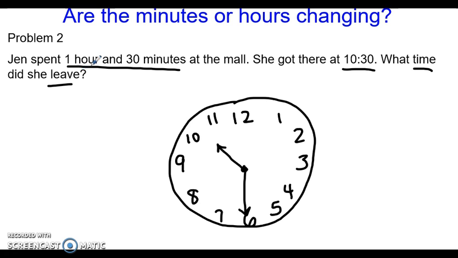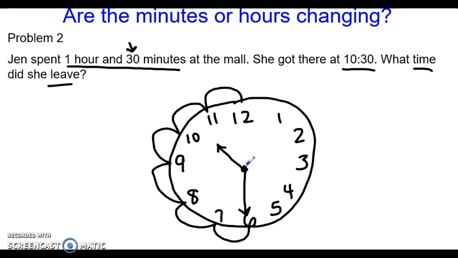Now, it says she spent 1 hour and 30 minutes at the mall. I'm going to start with the 30 minutes. So I'm going to move my minute hand 30 minutes. Remember, we count our minutes by 5s. So here's 5, 10, 15, 20, 25, 30. So my minute hand is going to be on the 12. Now, remember, when our minute hand goes on the 12, our hour hand moves to the next hour. So instead of being in the 10s, now I'm going to be in the 11, going to be 11 o'clock.